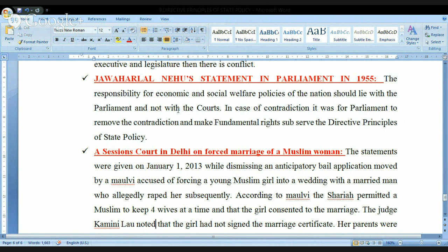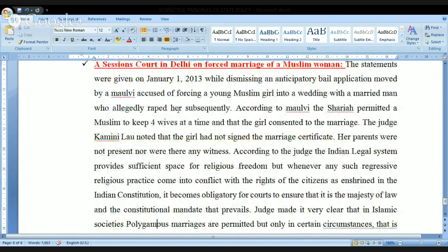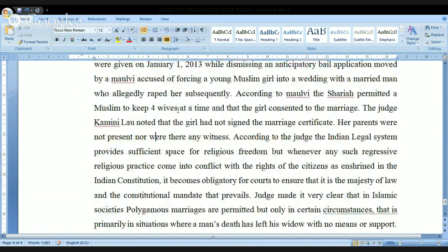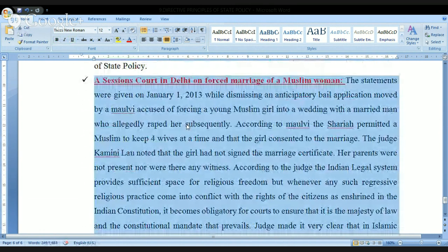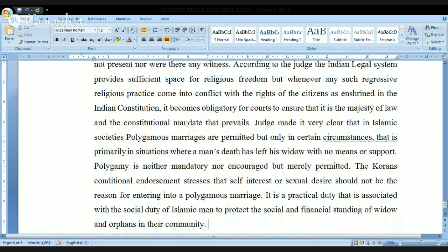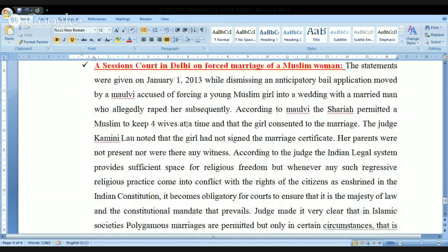Look at this. I think some news here. You can just go through this one later. That is already available. This is given by a sessions court in Delhi on forced marriage of a Muslim woman. You can read this point on your own later. It is only some latest current affairs issue I have given. Otherwise, I'll read it for you.